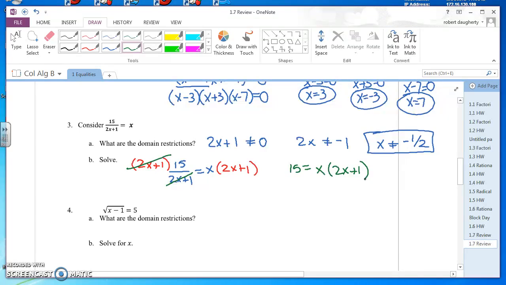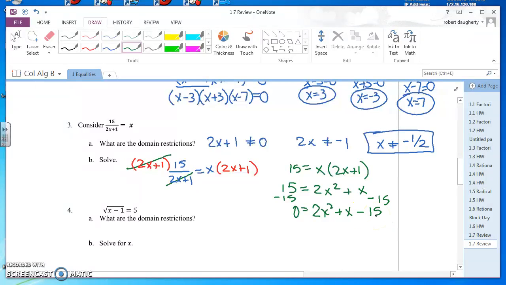At this point, in all of these problems, you need to expand the problem and then try to factor it and condense it back down. So I get 15 is equal to 2x squared plus x. Now, the way to solve this is to set it equal to 0. So subtract 15 from both sides, and I get 0 is equal to 2x squared plus x minus 15.